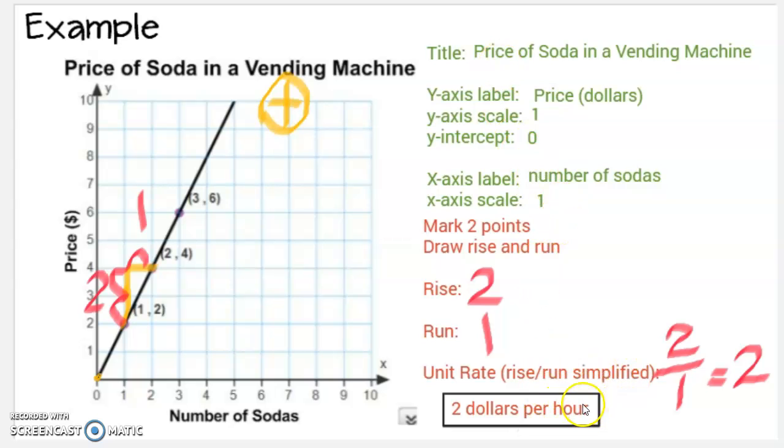And you're probably wondering where I got hour from. That is from an example I wanted to do in your journal. So it's actually $2 per, sorry about that, guys, soda, right? But hopefully you caught that. Maybe you didn't. You just thought I was, I don't know, making that up.